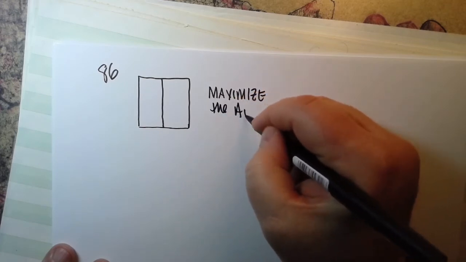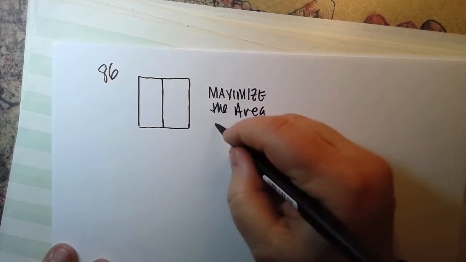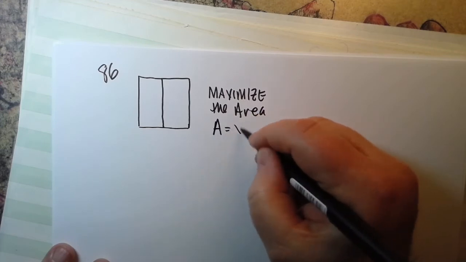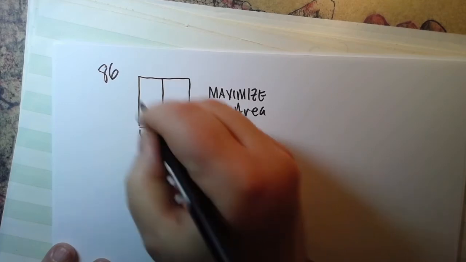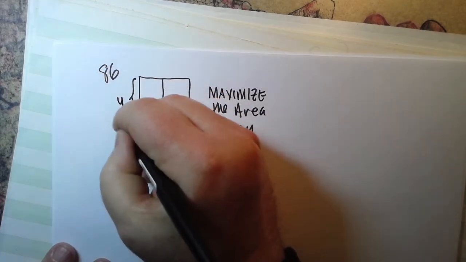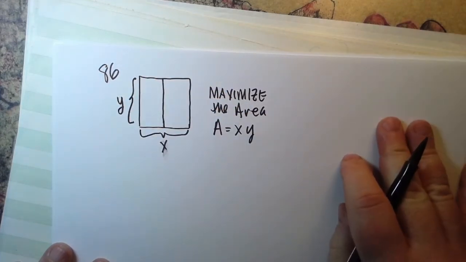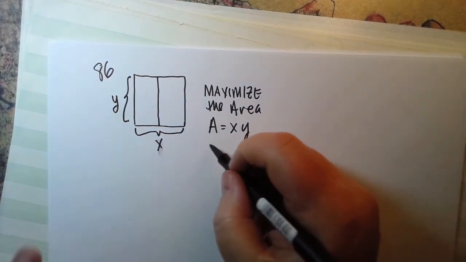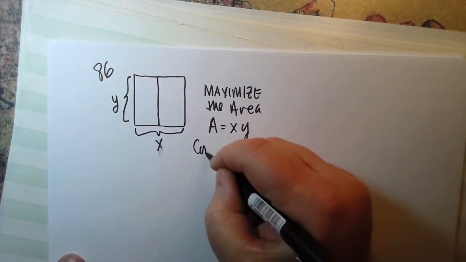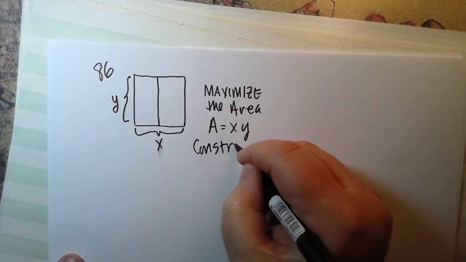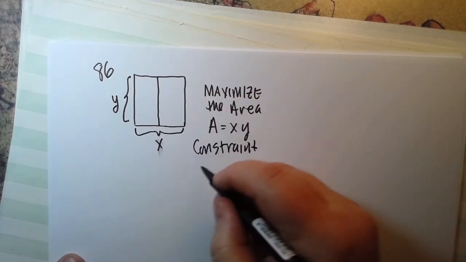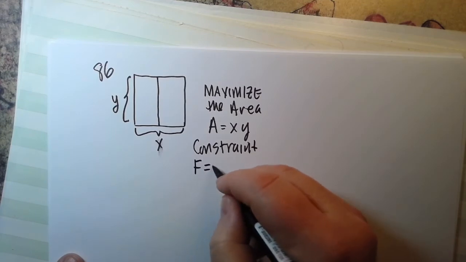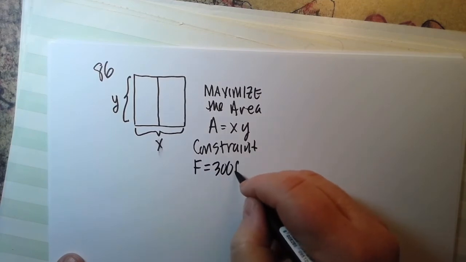Now what we do know is we're trying to maximize the area. So that means we need to know what the area of a rectangle is, which is x times y. If we call this side, say, x, and we call this side, say, y. So that would be the area. Now, there's another part of this, and that's the constraint. And what's constraining the area is how much fence that we have.